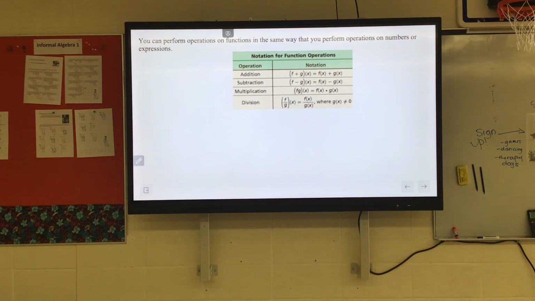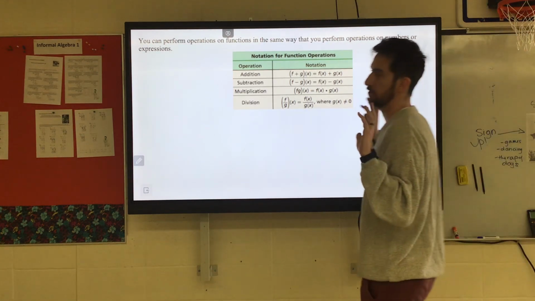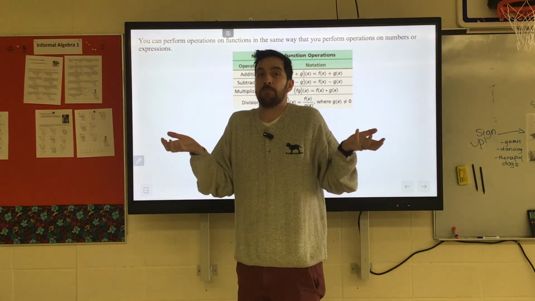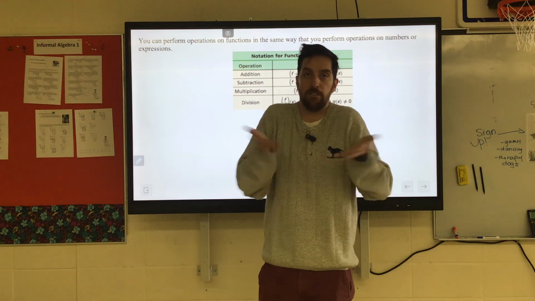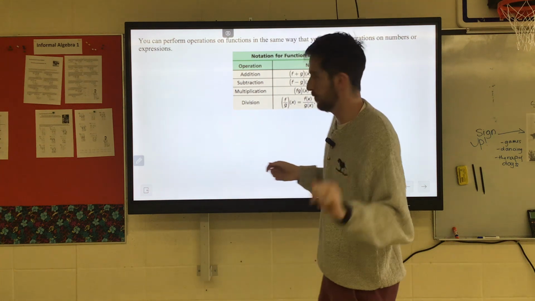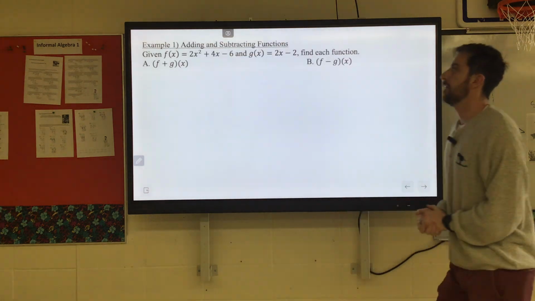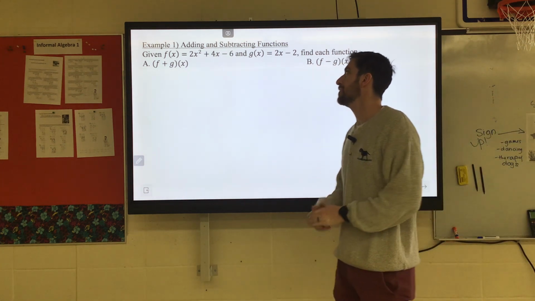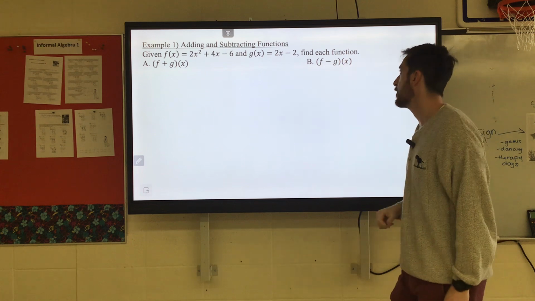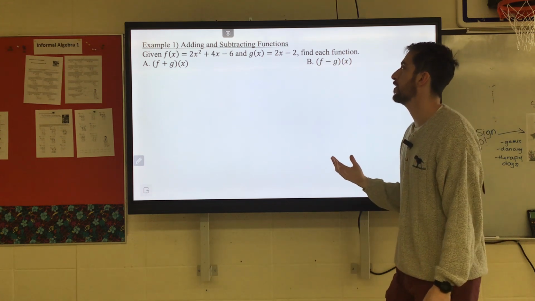Let's perform some operations with functions. Functions are equations. We're just going to be adding equations, subtracting equations, multiplying equations, and dividing equations. It's not too bad. All right, so they gave us f of x equals 2x squared plus 4x minus 6, and g of x equals 2x minus 2. Find each of the following.